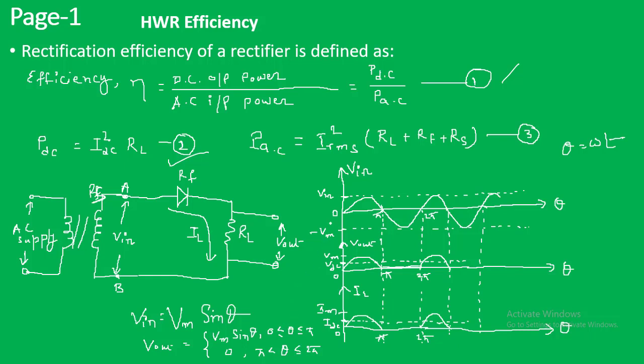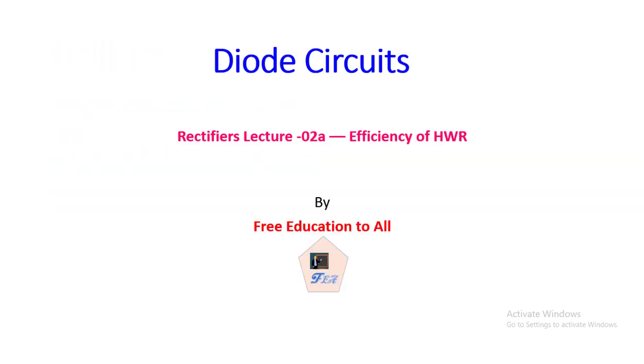Now since the input is a sinusoidal signal, let us define it as Vin equal to Vm sin theta, where Vm is the peak voltage. Here you can see this Vm is the peak voltage. So naturally Vout is defined only between 0 to pi. When theta is between 0 to pi, the output follows the input, that is Vm sin theta. Otherwise for pi to 2 pi it is 0. Here we can easily observe. So these are our initial assumptions. On the basis of this we will be finding the efficiency of half wave rectifier.